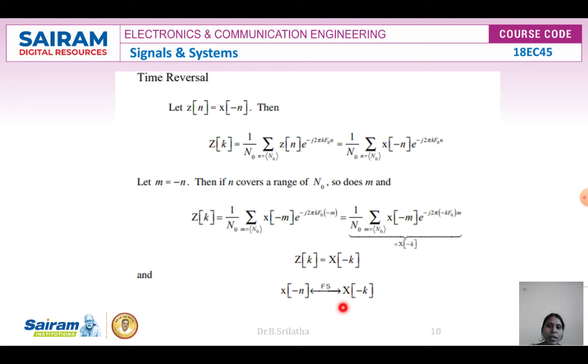Now I am going to replace minus n with some variable m, so minus n is equal to m. So we get x of m, and 1 by N naught into x of minus m into e power minus j. So we can write this as x of minus k. So z of k is nothing but x of minus k. So the time reversal property says that reversing the time domain is equal to reversing the frequency domain.